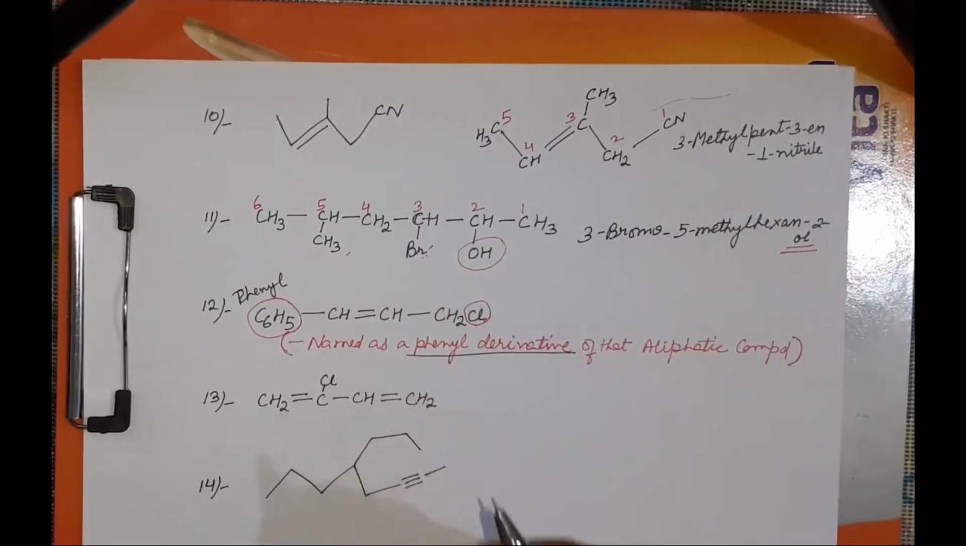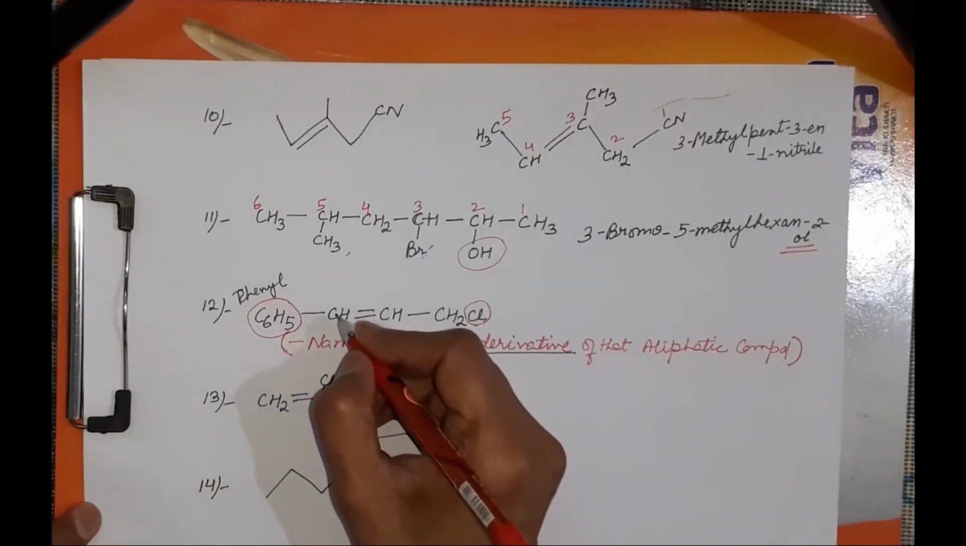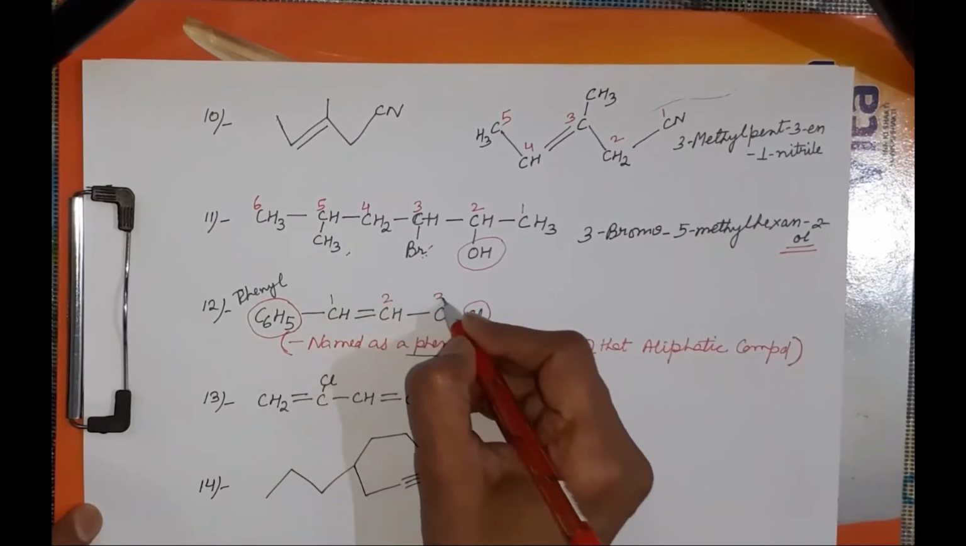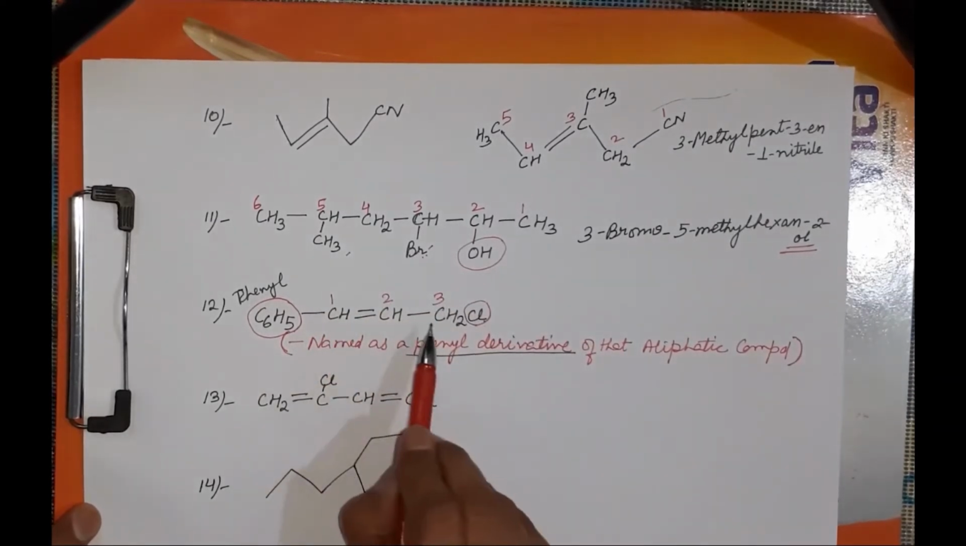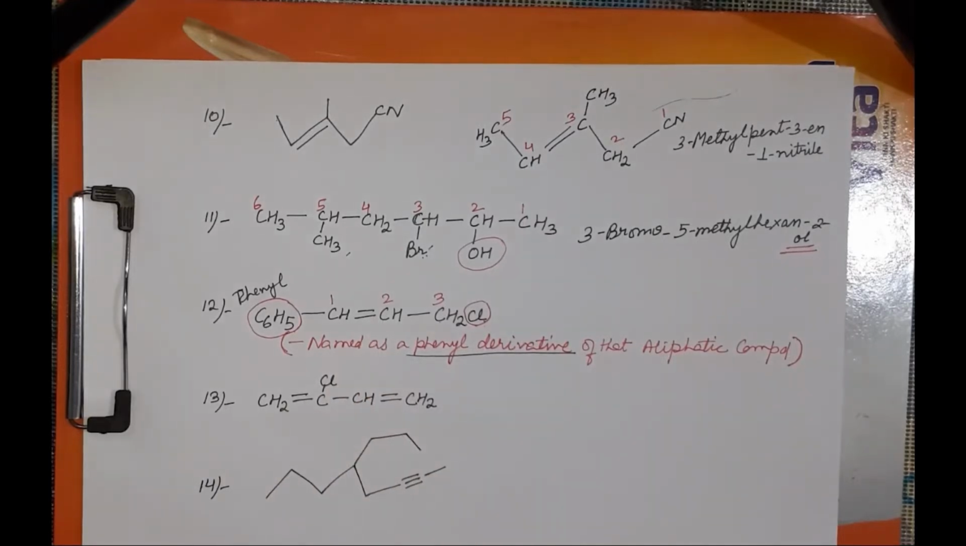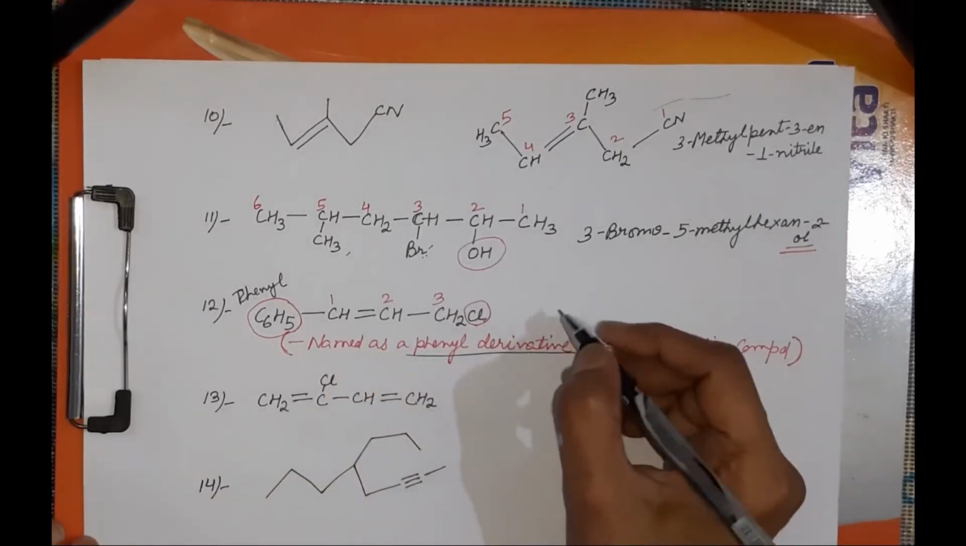So their names will be written in the form of prefixes, and in alphabetical order. First give the numbering to the parent chain. We will start the numbering from left to right. Why? Because from left to right, the double bond will get the lower numbering. So now we can write the name.